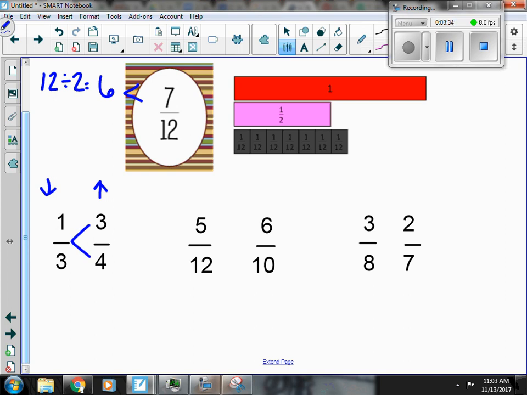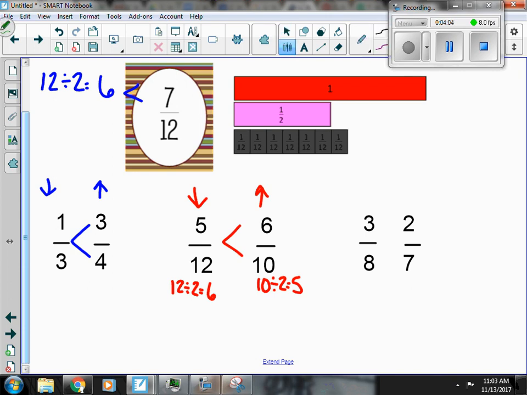My second example, I have 5/12. Well, half of 12 is 6, and 6 is bigger than 5, so 5 doesn't make half yet, so it's less than half. I also have 6/10, and half of 10 is 5, and 6 is bigger than 5, so that fraction is bigger than a half, so 6/10 must be bigger than 5/12.